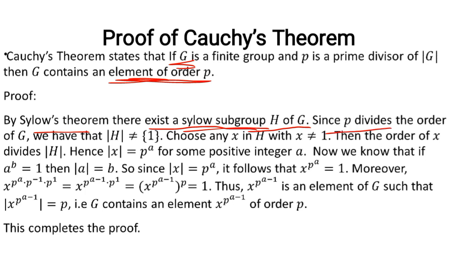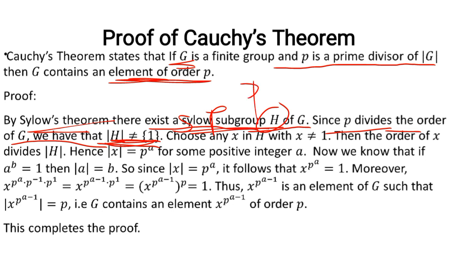And since P divides the order of G, because there's a condition here in the theorem, we can take the order of H. So there's a Sylow P subgroup H. We can take the order of H to not be 1, because I would rather call it a Sylow P subgroup at this stage, because Sylow's theorem allows me to do that, right? So let's take it that there exists a Sylow P subgroup H. And since the order of H is not 1, because it's a Sylow P subgroup, meaning that P divides the order of H, it means that the order of H cannot be 1, right?